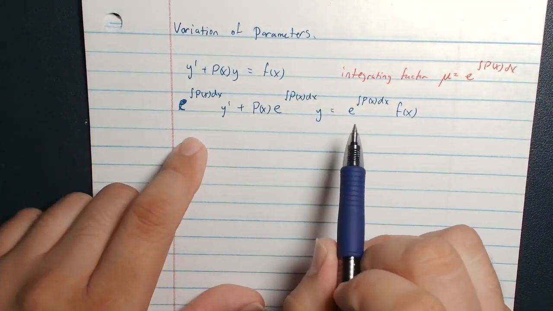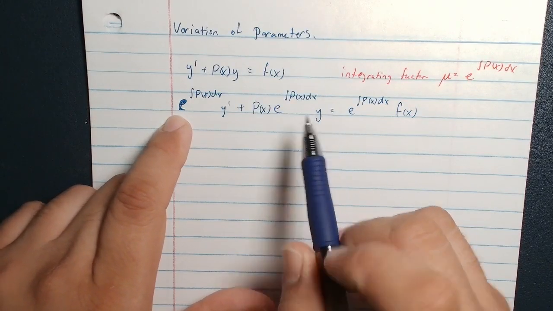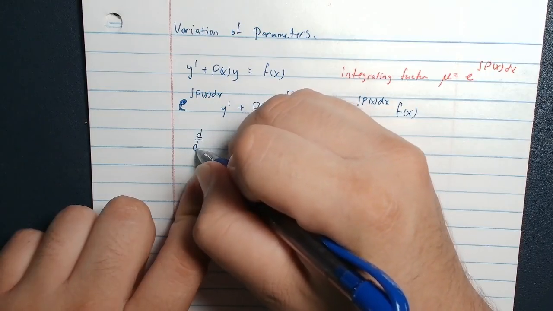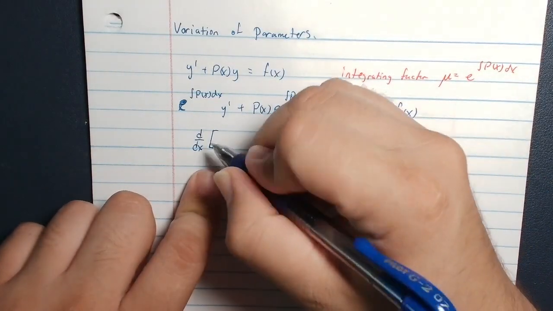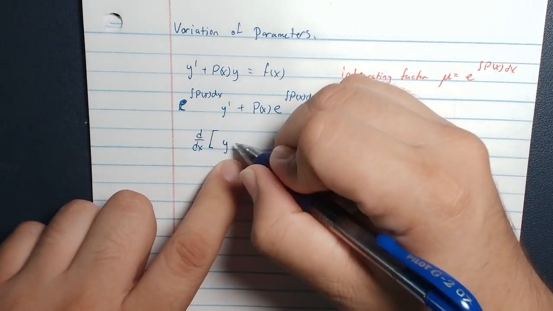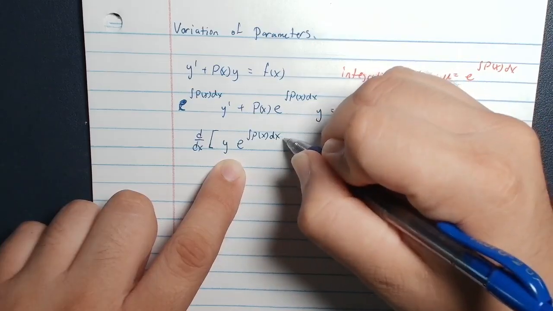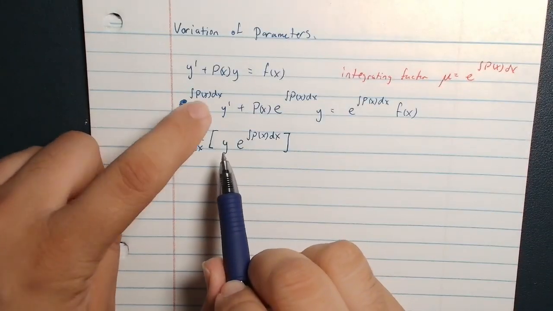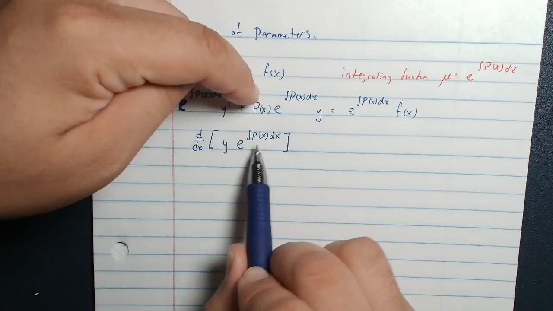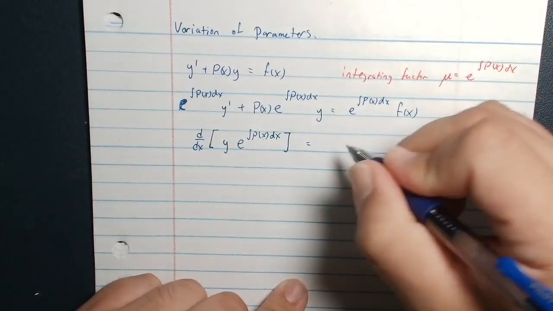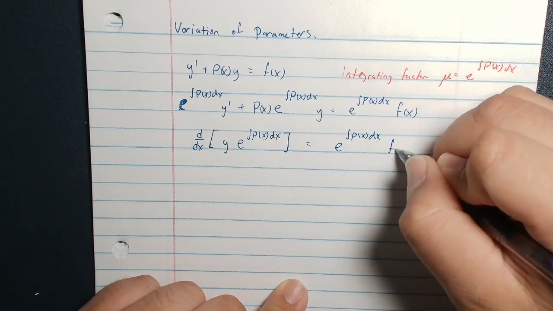And hopefully you remember that the reason we did that was because that makes this left-hand side into just the product rule. This is the result of taking the derivative with respect to x of that integrating factor times your unknown function y. So this would be d/dx of y times e to the integral p(x) dx. And of course here you would use the product rule. You would take the derivative of the first times the second plus the first, the y, times the derivative of the second one here. And of course on the right side I just leave that alone. e to the integral p(x) dx times f(x).